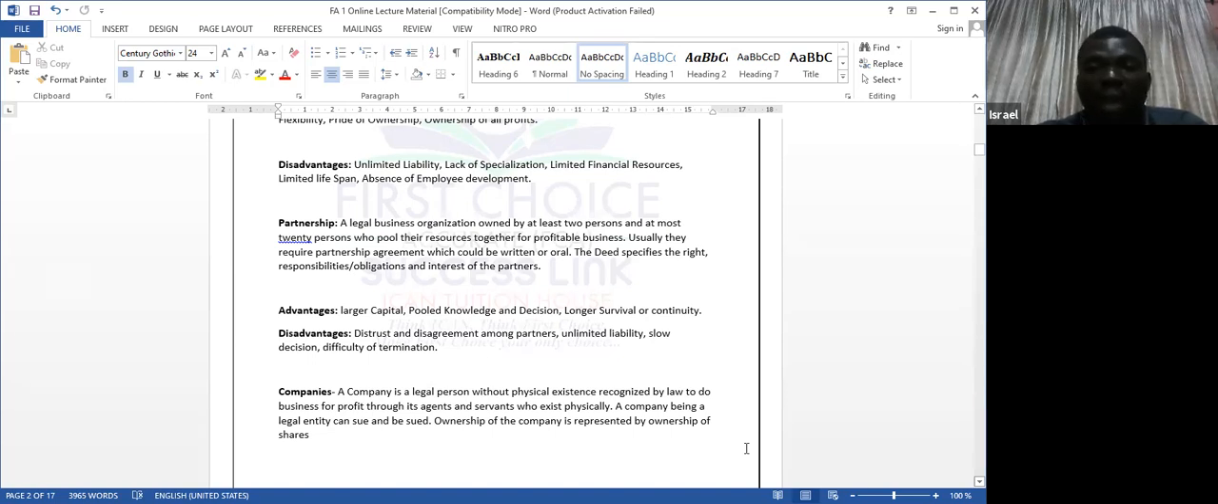Then the last advantage I want to talk about is longer survival. They have a longer possibility of continuity compared to sole proprietorship, because the death of a partner might not lead to the end of the business. So it has a longer continuity compared to sole proprietorship.